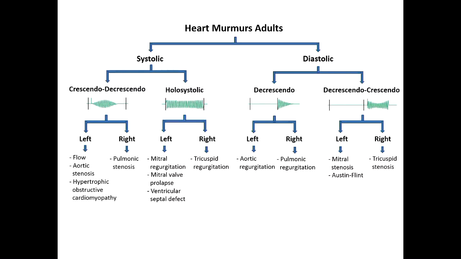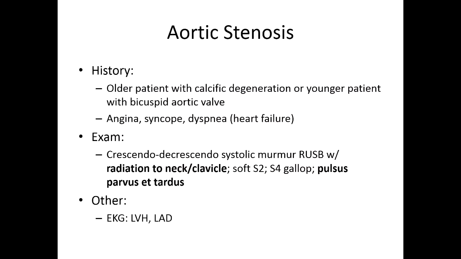Okay, so now we're back to our framework, and we're going to talk about some of these things one at a time. So the first one we'll talk about is aortic stenosis. The typical patient will be older with degenerative changes. Usually patients are going to be in their 70s or 80s, or younger patients with bicuspid aortic valves. Okay, so this is a congenital problem that people are born with.